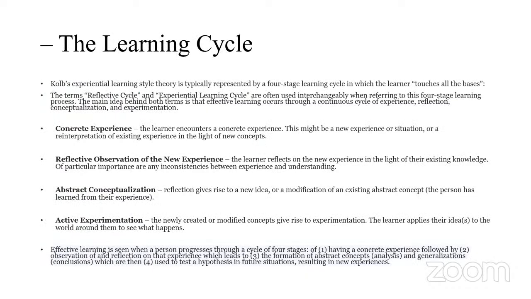Okay. The next topic is learning cycle. This learning cycle was proposed by David Kolb, and it is also known as David Kolb's learning cycle. Now, what does this learning cycle represent? This learning cycle represents a four-stage learning process in which the learner touches all the bases, right? So, what are these four stages in the learning cycle? Concrete experience, reflective observation, abstract conceptualization, and active experimentation.